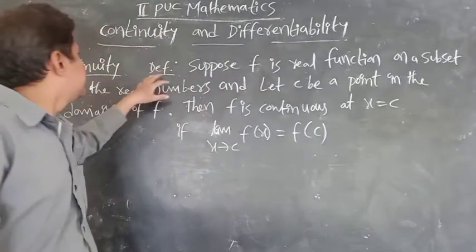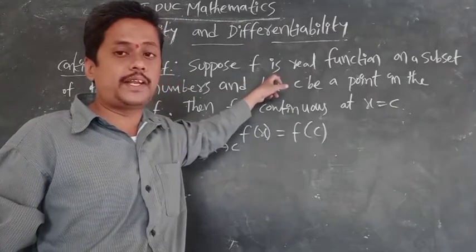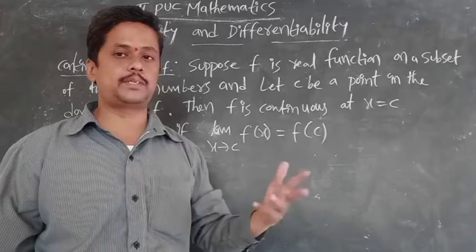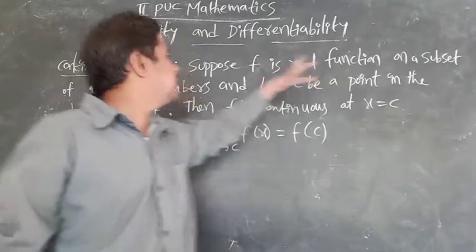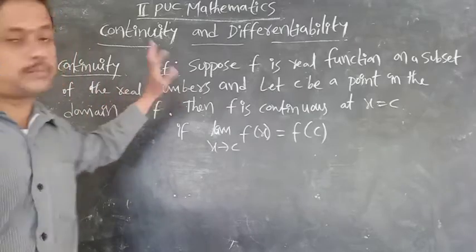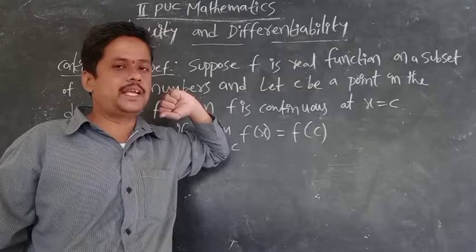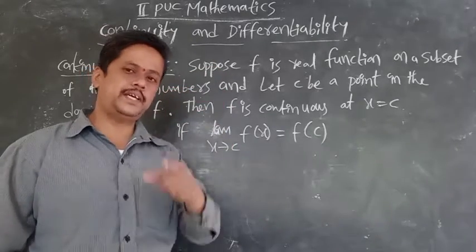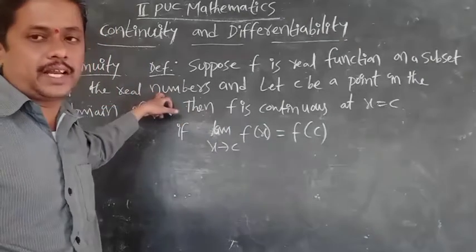Suppose f is a real function. Let us consider f of x is one real function, like f of x is x square, f of x is x cube, x plus 2, x plus 3, like that. F is a real function on a subset of the real numbers. Real numbers I already told you; if you have any doubt, go through the first year videos on real numbers.